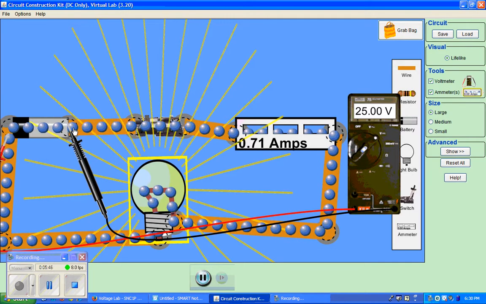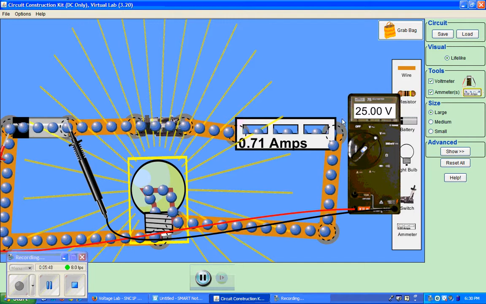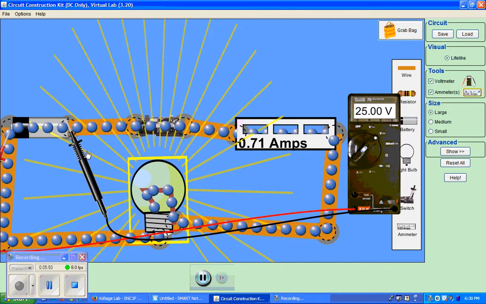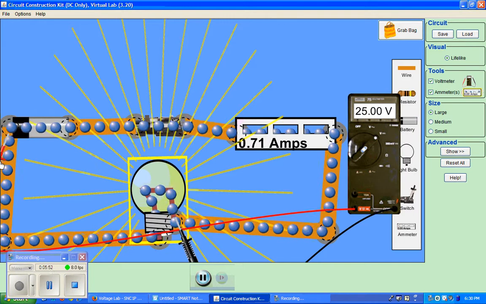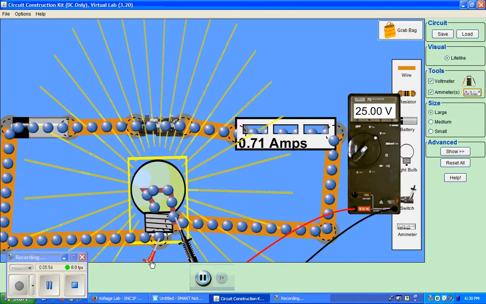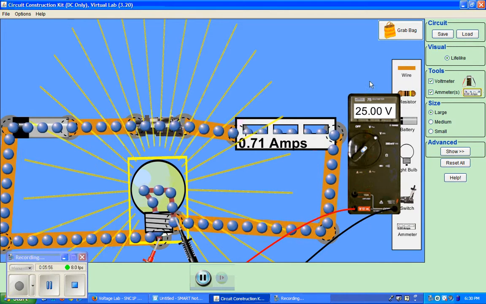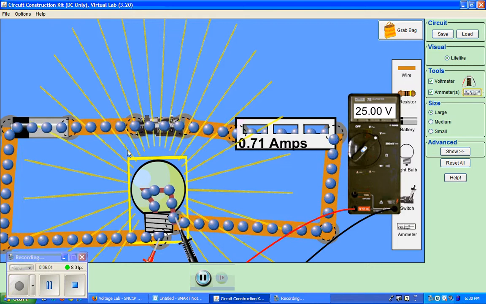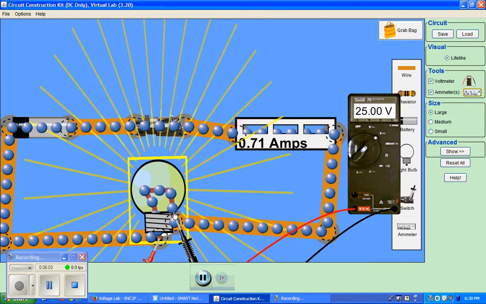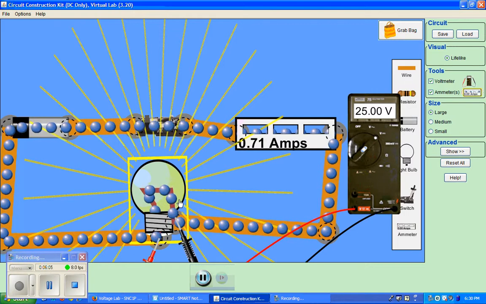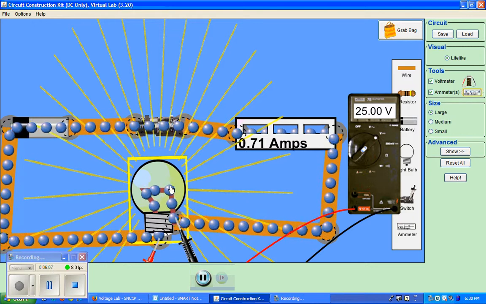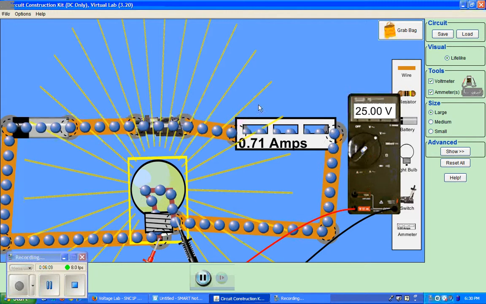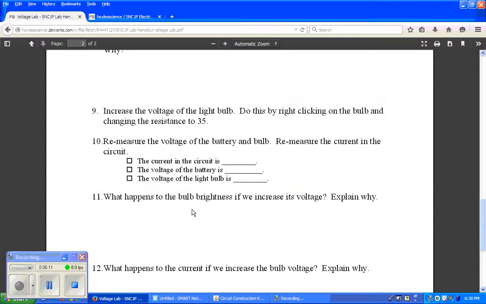Okay, so the voltage across the battery is 25 volts still. If I shift my wiring around here for my voltmeter and look, the voltage across the bulb is still 25 volts. But the bulb brightness has decreased because it takes a lot more energy for the electrons to get through a greater resistance in the light bulb, and our current has gone down to 0.71 amps. So that's what you need to write there for number 10.